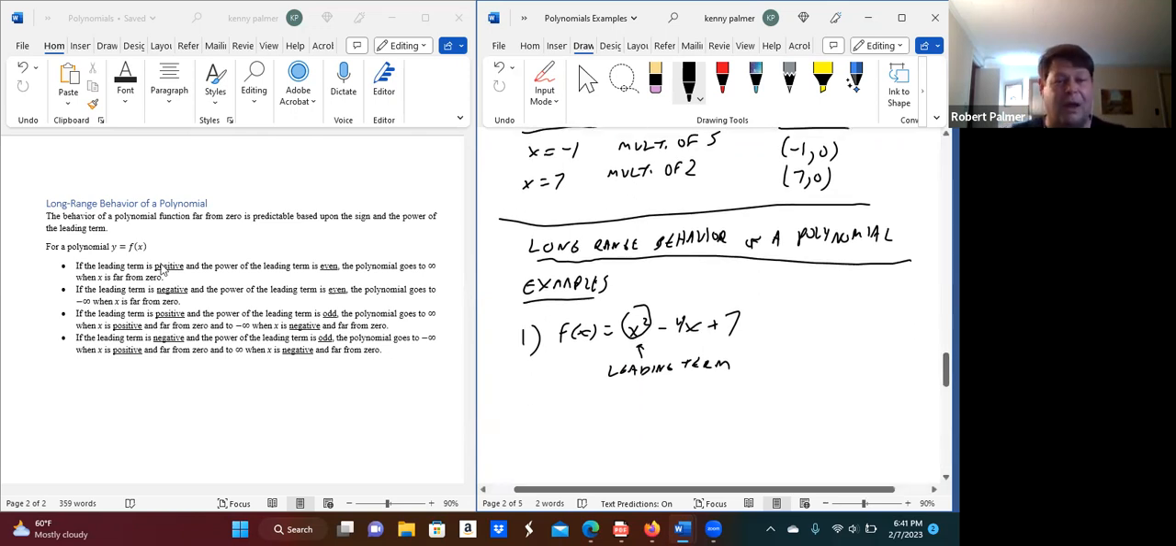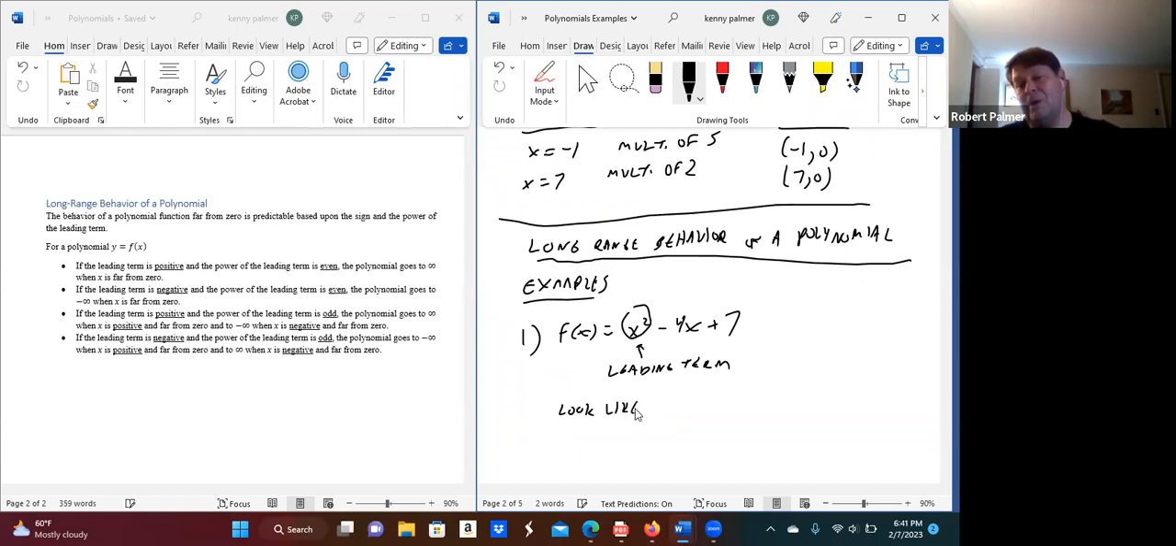Let's look at our guidelines. So if your leading term is positive, which it is, and the power of the leading term is even, which it is, it's squared, then what this means is that far away from 0 it's going to look like this. So basically, when you get far from 0, either positively or negatively, it's going to go to infinity. That's what this says. The squiggly lines here mean we don't really know what's going on close to 0. But far from 0, it will look like this.